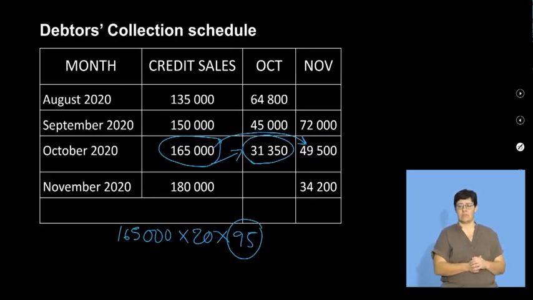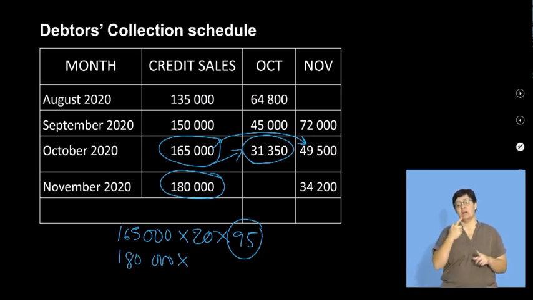Here we go. So now we have completed all the components of my debtors collection schedule. Remember, November, once again, I think that was the last one that we had to complete. If you looked at November, it is 180,000. Let's do that calculation. 180,000 times, in the month of November, 20%. Let's not forget the 95%. Why? Because they're entitled to a 5% discount.